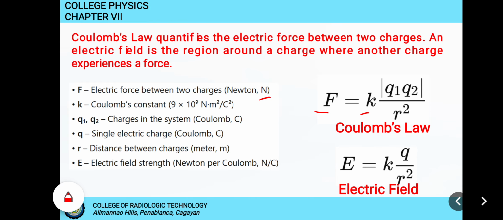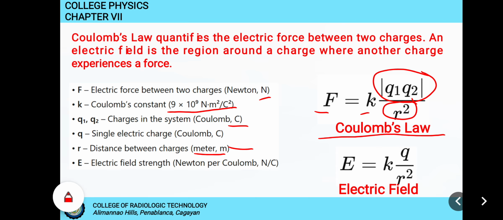Okay, what about K? K is Coulomb's constant. Take note, if it is a constant, it already has a given value. We have 9 times 10 raised to 9 Newton times square meter over Coulomb square. For our Q sub 1 and Q sub 2, these are the charges in the system and these are in coulomb or C. What is this R squared here? This R squared here, class, is the distance between the charges and it is in meter. That is for Coulomb's law.